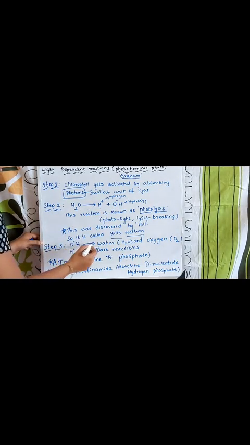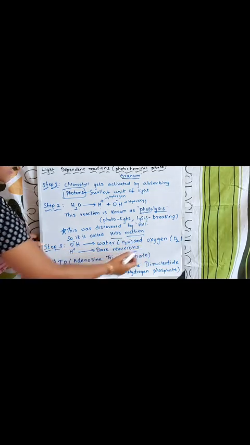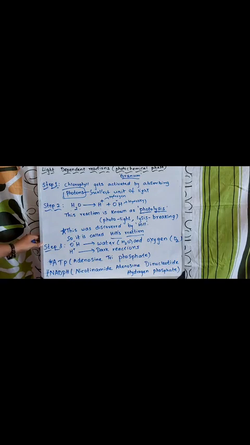OH minus ions will be converted into water and oxygen. Water is used up by the plant. Oxygen is released into the atmosphere. This H plus ions, it doesn't do anything here, but it is involved in the next step, that is dark reactions. Here at the end of the light reactions, two important compounds are formed: ATP, adenosine triphosphate, and NADPH, nicotinamide adenosine dinucleotide hydrogen phosphate.